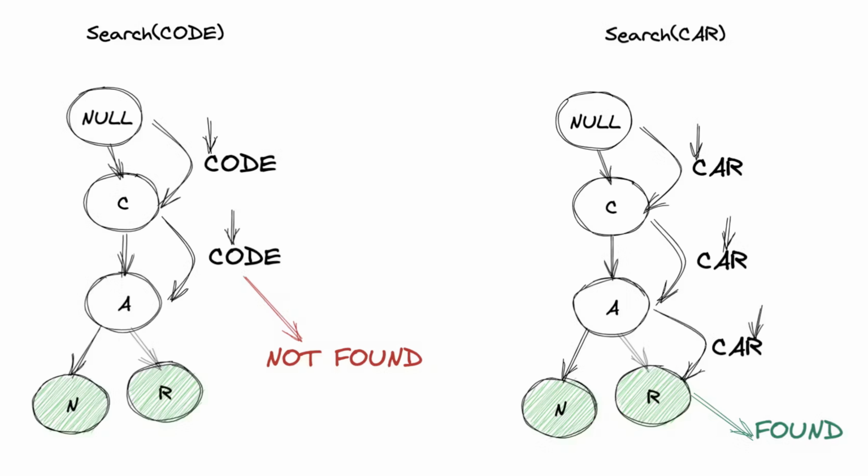In search, we can split the word into letters. Then we can start looking for each of these letters one by one, starting from the root. If we are able to find all these letters sequentially, then we can return true, else false.